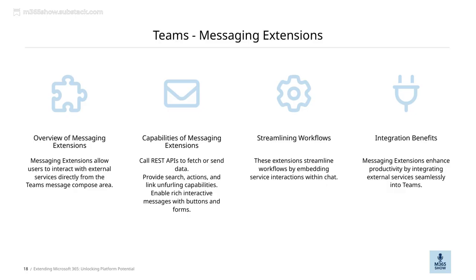One of the key capabilities of messaging extensions is their ability to call REST APIs. This means they can fetch or send data as needed, making the interactions dynamic and real-time. Additionally, they support search functions, actions, and link unfurling, which makes sharing and finding information much more efficient.